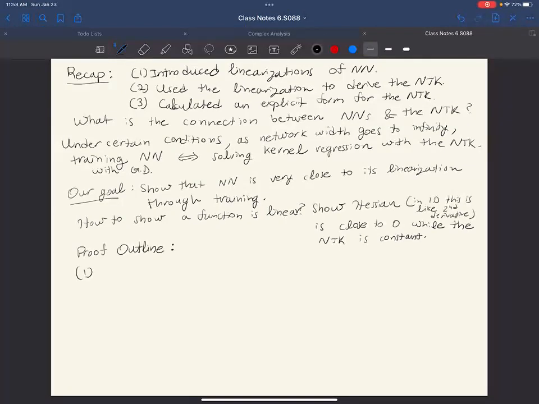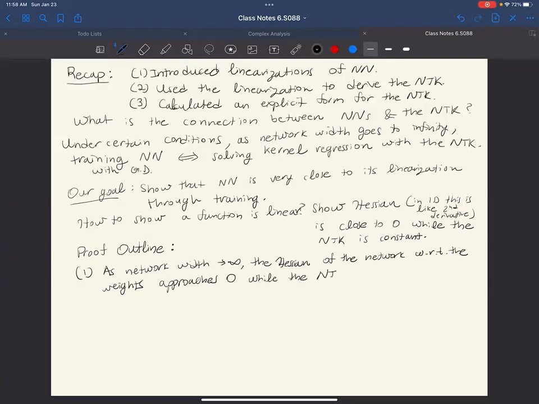Okay, so step 1: as network width goes to infinity, the Hessian of the network, this is now with respect to the weights, approaches 0, while the NTK is constant.